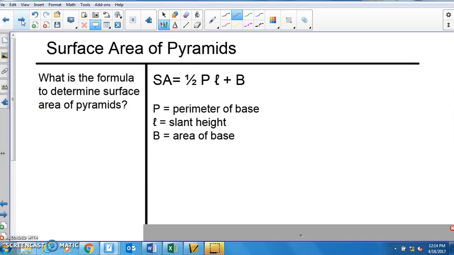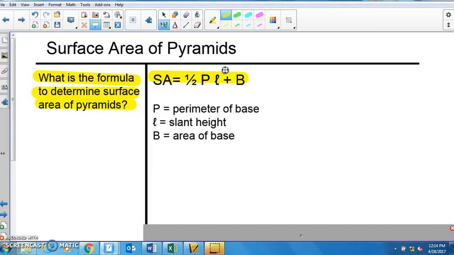All right, so we have a formula. What is the formula to determine the surface area of pyramids? The formula we're going to use is surface area, or SA, equals 1/2 uppercase P times the cursive L plus the uppercase B. And remember, whenever you have an uppercase letter in one of these formulas, it refers to some other kind of formula that you would substitute in.